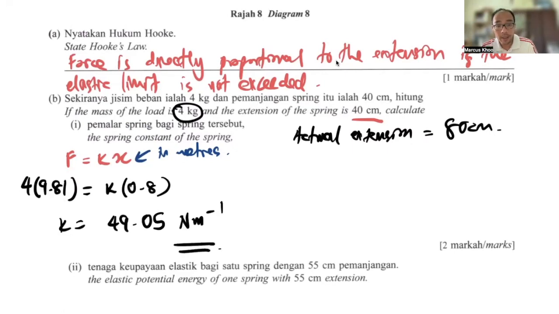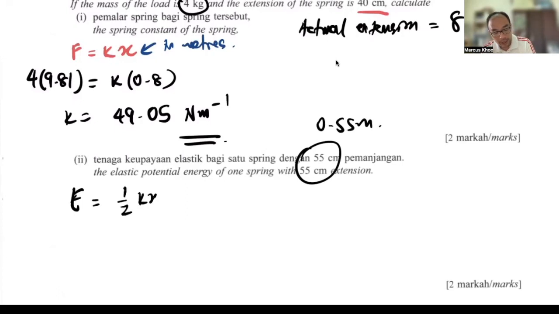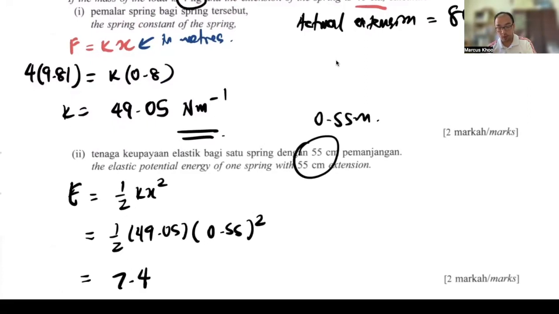Okay. Then you calculate the elastic potential energy if one spring has a 55 cm extension. So let's change the units again. 55 cm is 0.55 meters. Now, the formula for elastic potential energy is 1/2 kx squared. You already have the k, 49.05. Then the x is 0.55 squared. So you will get 49.05 divided by 2 times 0.55 squared. You get about 7.42 joules.